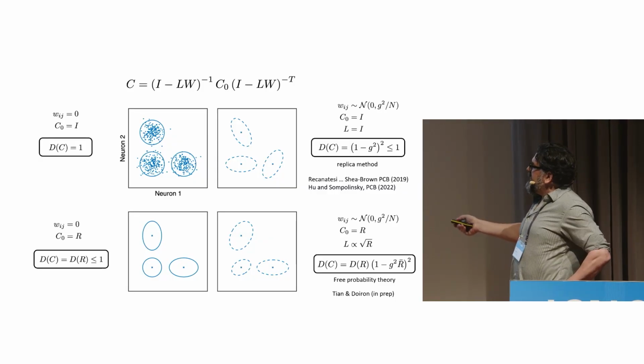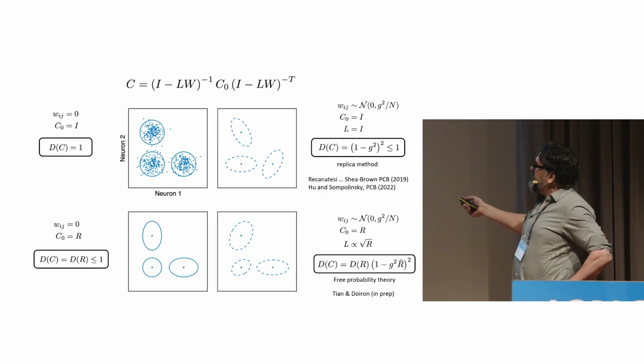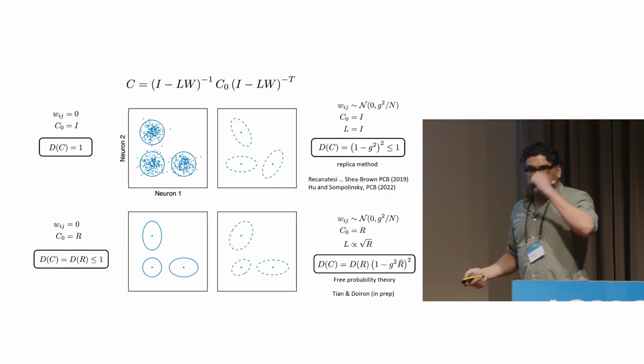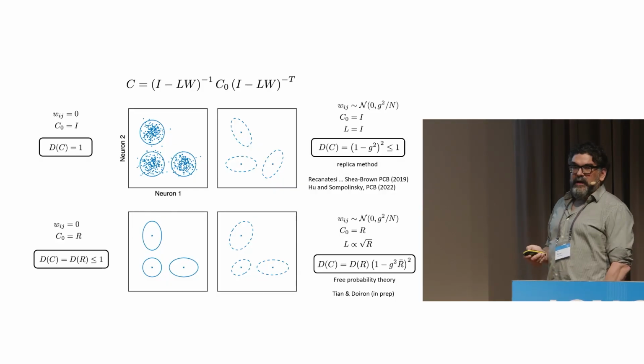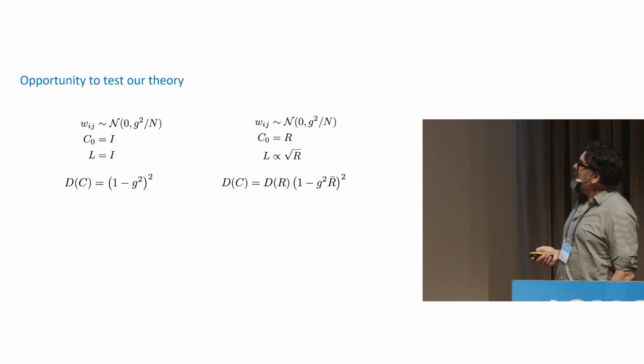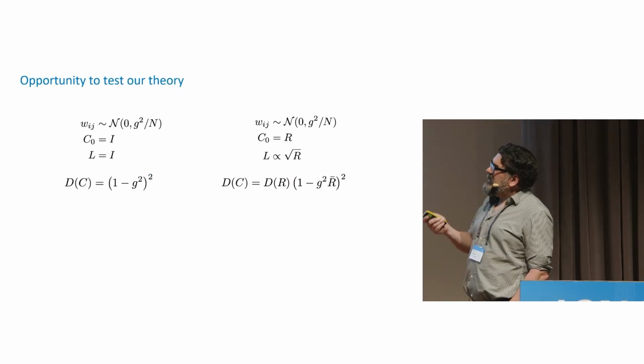You can only calculate this for this case if it's square root r. We've done numerics to show that that's not critical for the general form of this, but if you want that formula, you really have to have the square root here. Okay? So this gives us an opportunity to test our theory.